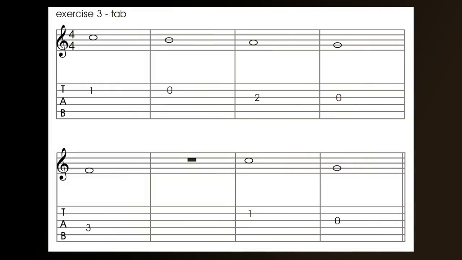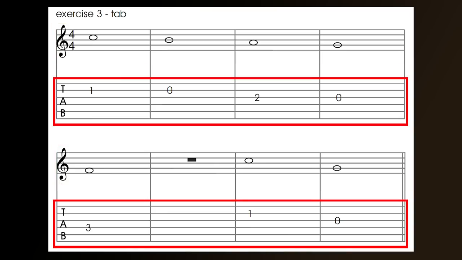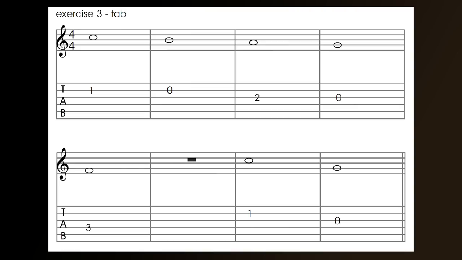Exercise 3. Exercise 3 is something a little different. You'll notice we've still got the notes with the semibreves, but this time we've got the tablature underneath and we've got no chords. So what we want to do for this exercise is try to play the tablature with the correct rhythm. Just try the notes first before you try to bring it together with a metronome.